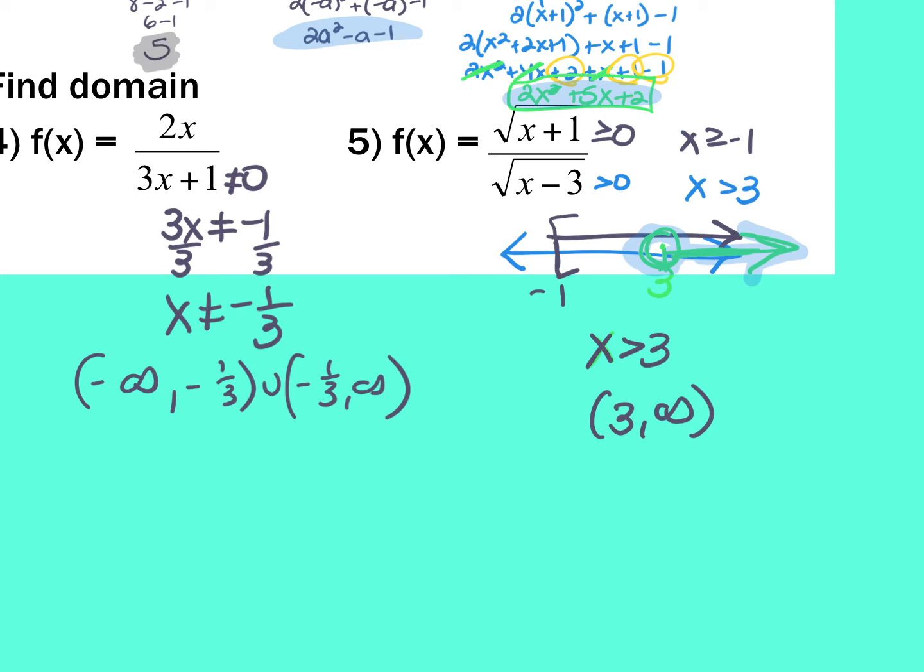Pick a number here. Call it 0. 0 plus 1, totally fine. Square root of 1, I can do, right? 0 minus 3, I get a square root of negative 3. Can you square root negative 3? No. So you have to go to where both of these are true, and that happens over here.